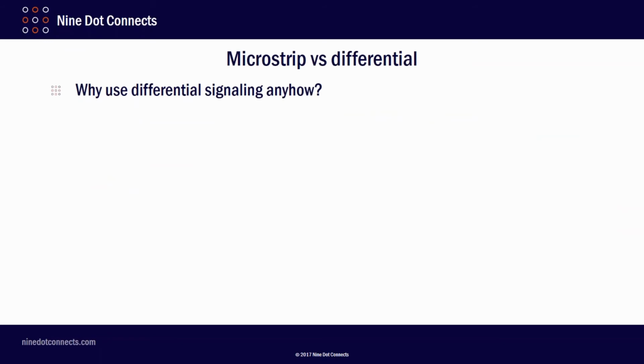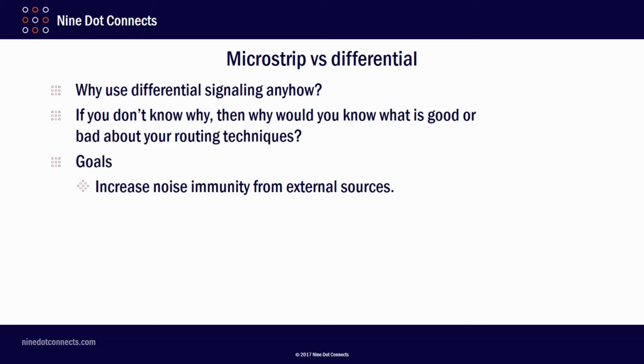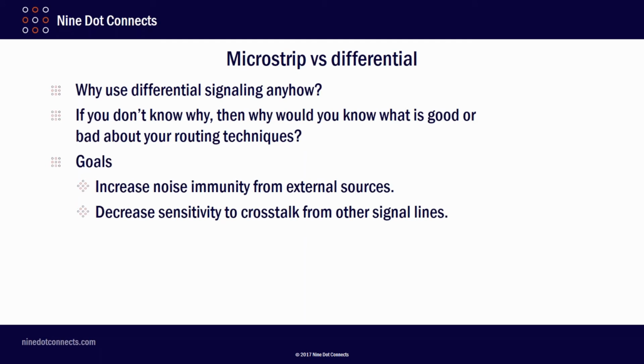Microstrip versus differential, or I should say single-ended versus differential. Why use differential signaling anyhow? If you don't know why, then why would you know what is good or bad about your routing techniques? The goal of doing differential traces is to increase noise immunity from external sources, decrease the sensitivity to crosstalk from other signal lines, and it's going to effectively double your slew rate and improve your signal-to-noise ratio. So when you're routing a differential line, these are the things you're going to try and keep in mind: does your route help meet these goals, or is it going to be detrimental to meeting these goals?